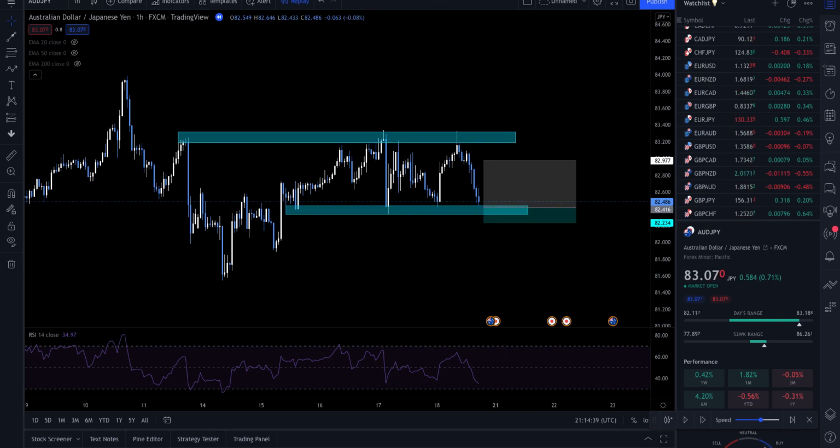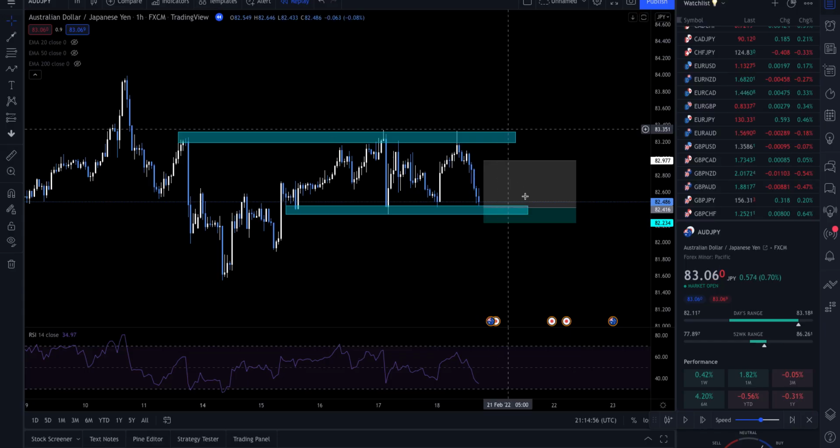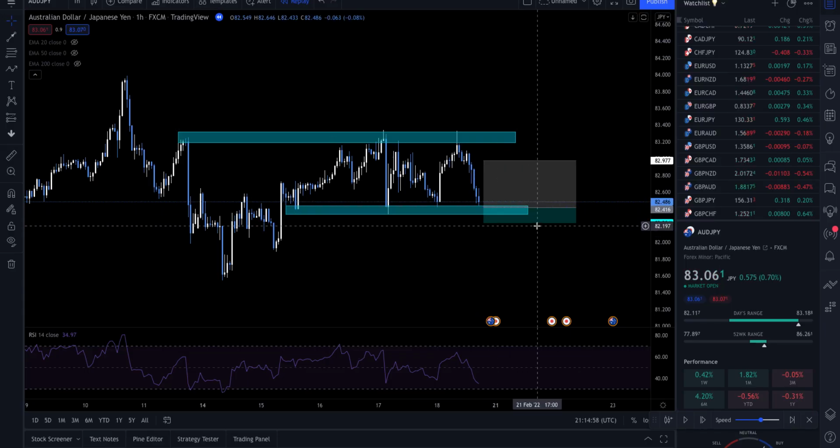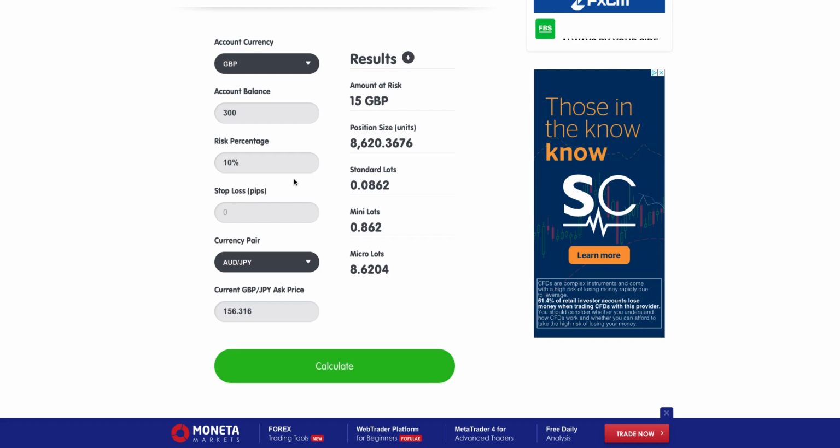Again, we'd come back onto Babypips, we'd figure out all of this again, so our account balance, £300, what risk percentage would we like to take. For this example, let's say we wanted to take 10% risk, we wanted to risk £30 of our balance. We then need to type in what the stop loss is in pips, which if we hover over this, it gives us, so it's 18.2 pips away from the price we're entering on this occasion. So we'll come back on here, 18.2 pips.